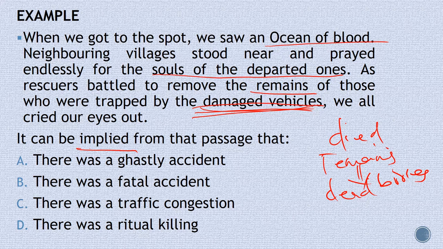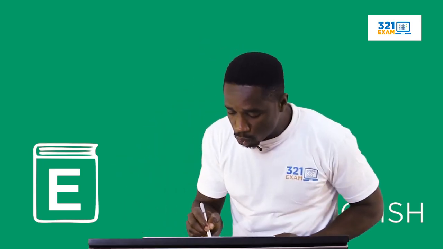Number C says there was a traffic congestion. This is an error. D, there was a ritual killing. From what we have read, does anything suggest a ritual killing? I don't think so. So there was no ritual killing.